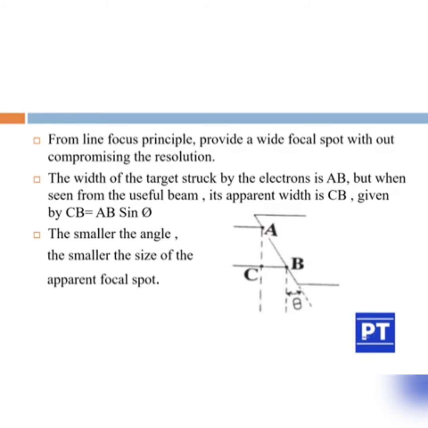Here you can see the figure. The width of the target struck by the electron is AB, but when seen from the user's beam, its apparent width is CB, given by CB equal to AB sin theta. The smaller the angle, the smaller the size of the apparent focal spot. So CB is the apparent focal spot. From there the X-rays are coming and the image resolution will be good, and we are angulating in order to reduce the heat burning up the target.